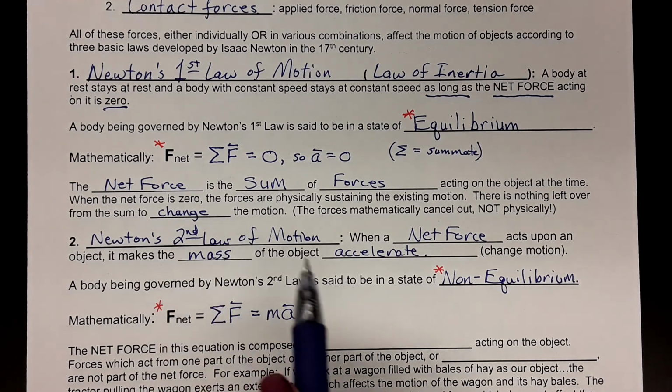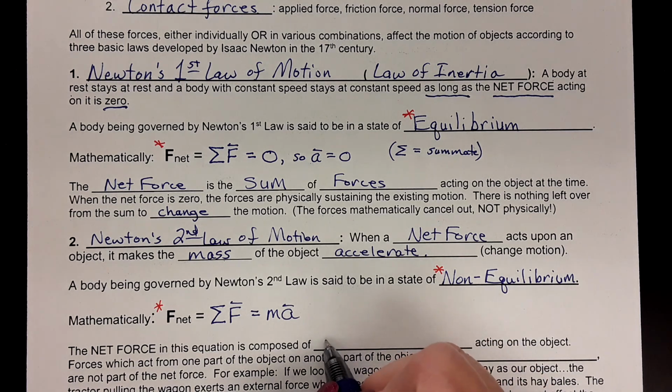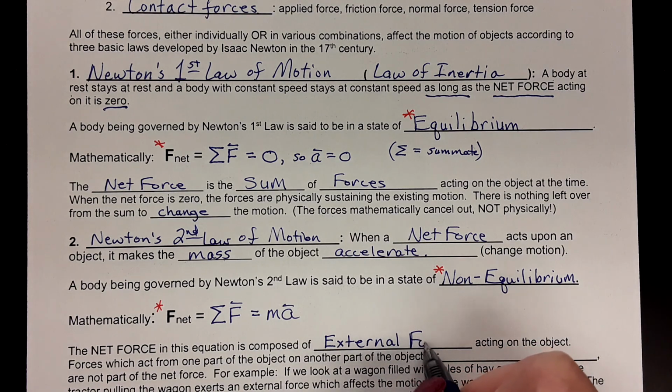Now, since we're talking about forces, we need to talk about the forces acting on an object and the forces acting from an object. So let's talk about this. The first one we call external forces. The net force that acts on an object is made up of external forces. Forces that are acting on the object from other objects. Okay?